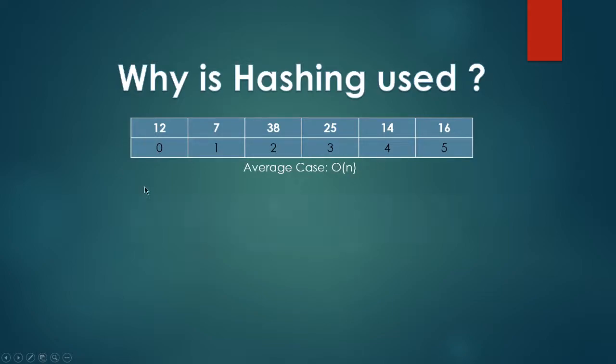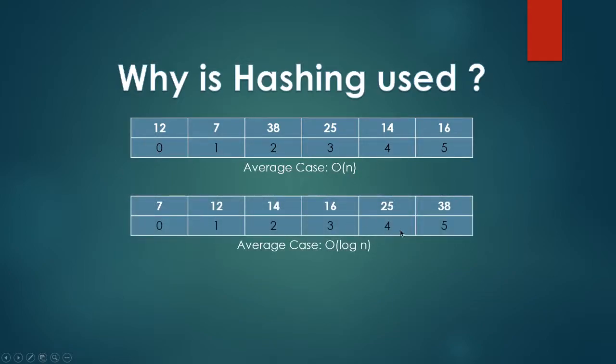Now, if it is sorted, then we can use a binary search. But even binary search has an average case of O(log N). But let's consider what is the fastest way for us to get the intended search.